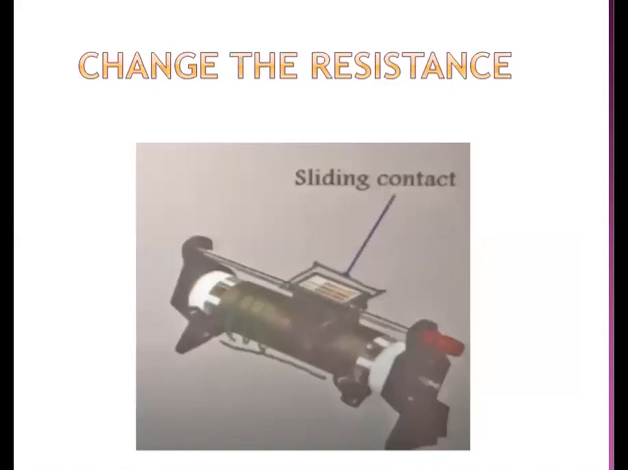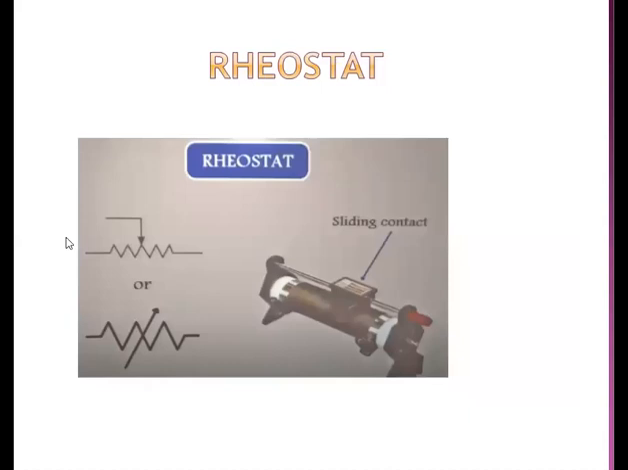So on sliding, we can change the resistance. This is called variable resistance. It is depicted by a symbol like this. This one, this, or this you can show.